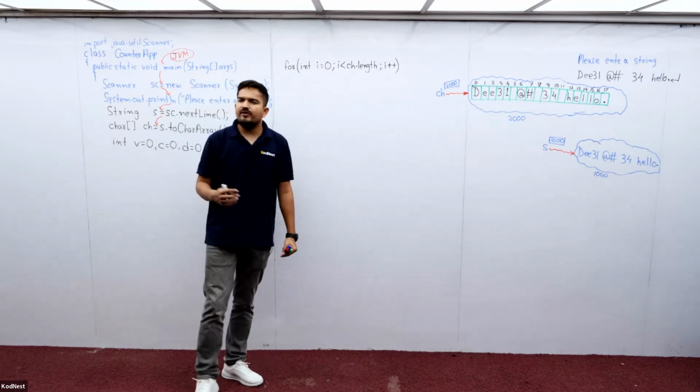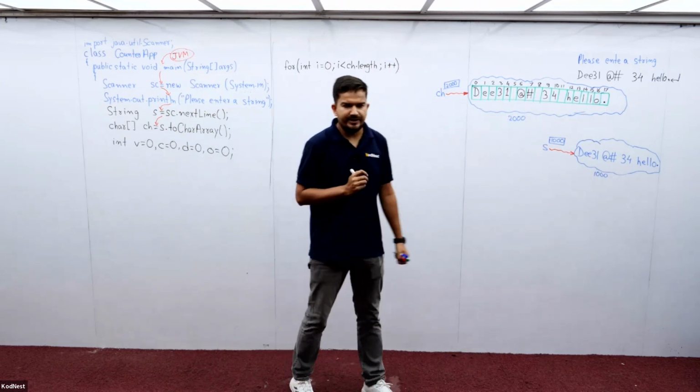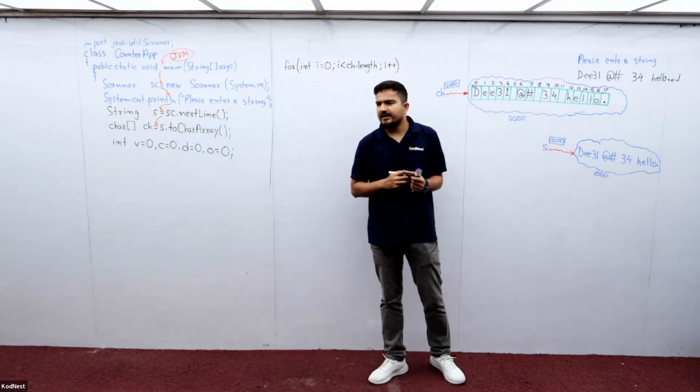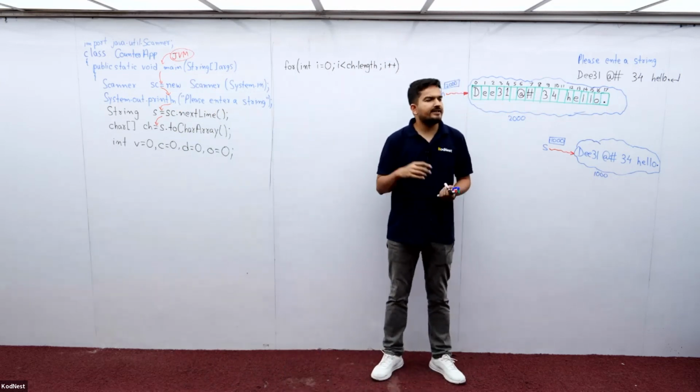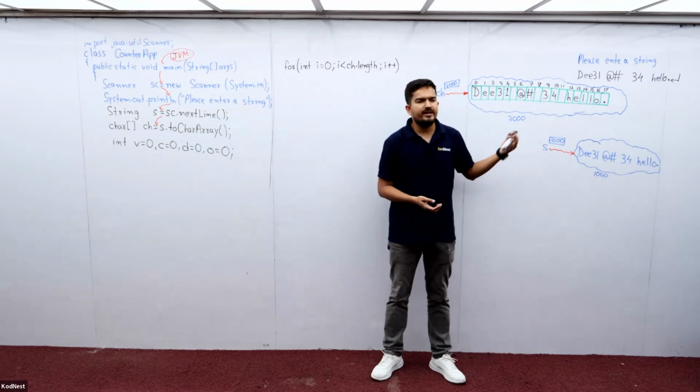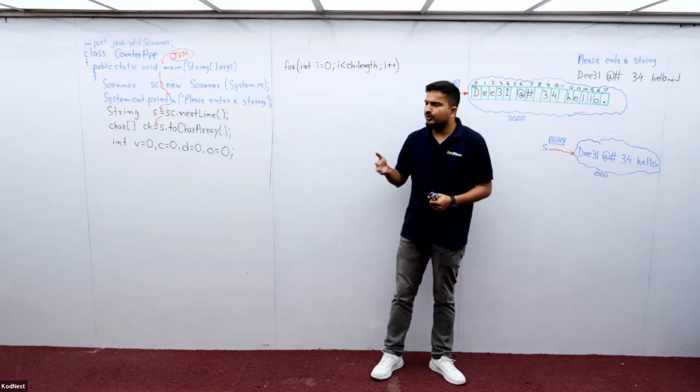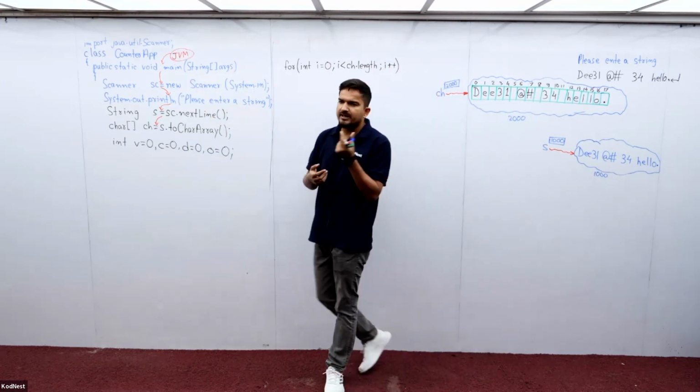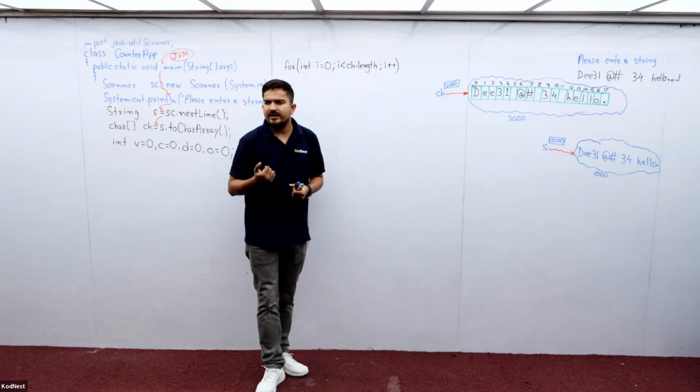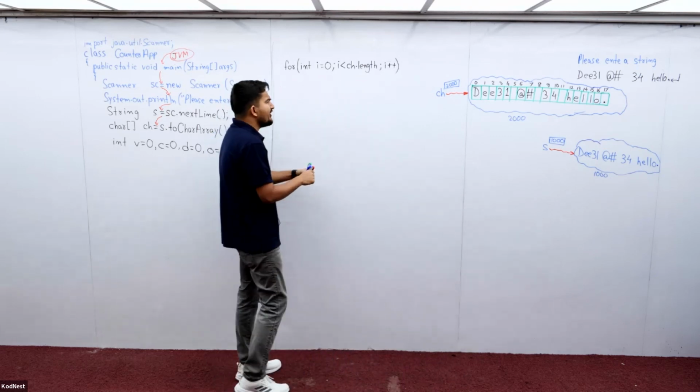For checking the vowel or consonant, first I will check one thing. I will check whether it is an alphabet or not. If it is an alphabet, that means between A to Z, then only we have to check whether it is A, E, I, O, U or the other characters. So to check whether the current character is an alphabet or not, I will be giving a condition.